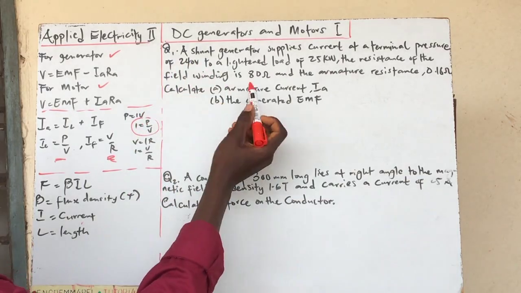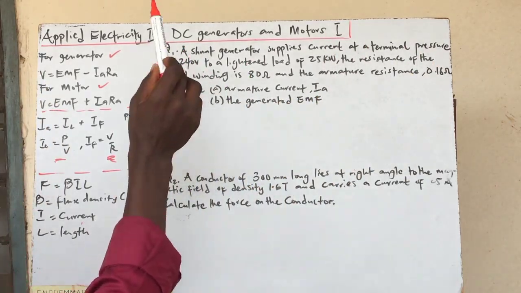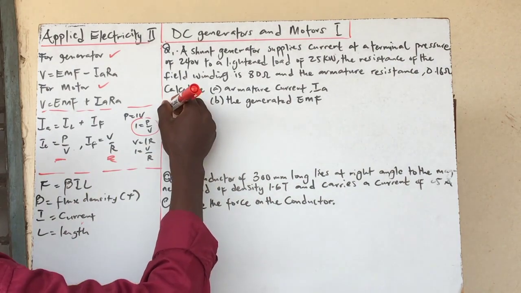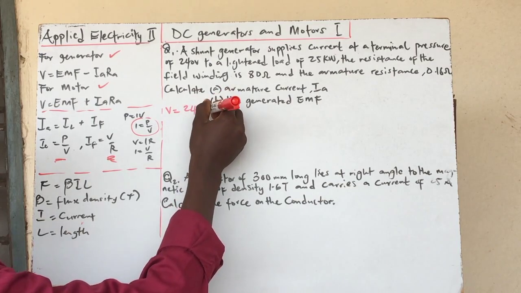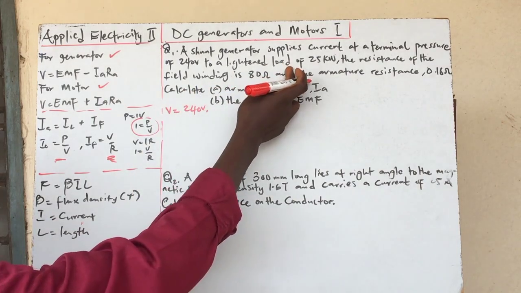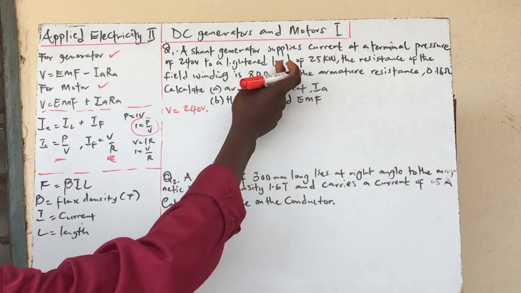So they said a shunt generator supplies voltage at a terminal pressure of 240 volts. A terminal pressure, that is the voltage, the normal voltage. So we are given V as 240 here. So what were you given again? We were given a lighting load of 25 kilowatts, that's 25,000 watts. And what is that load?